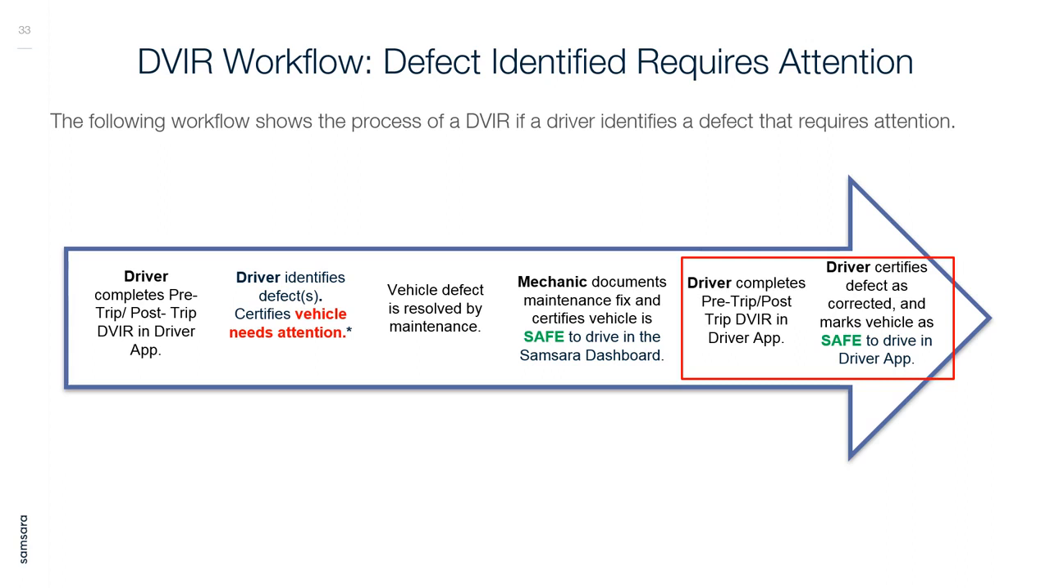DVIR workflow. Defect identified requires attention. The following workflow shows the process of a DVIR if the driver identifies the defect that requires attention. Driver completes pre- or post-trip inspection in Driver app. Driver identifies defects, certifies vehicle needs attention. Vehicle defect is resolved by maintenance. Mechanic documents maintenance fix and certifies vehicle is safe to drive in the Samsara dashboard. Driver completes pre- or post-trip inspection in the Driver app. Driver certifies defect as corrected and marks vehicle as safe to drive in the Driver app.